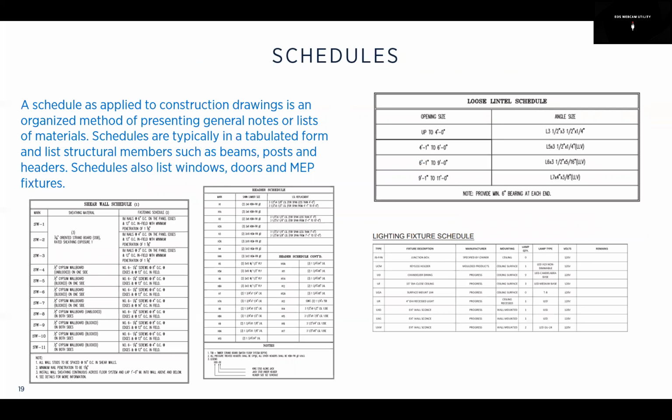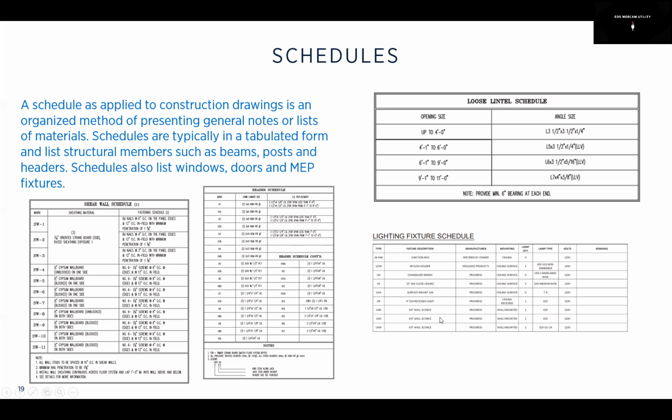Schedules. All right. So a schedule as applied to construction drawings is an organized method of presenting general notes or lists of materials. Schedules are typically in a tabulated form and list structural members such as beams, posts, and headers. Schedules also list windows, doors, MEP fixtures. You can get schedules for all types of things. But it's important to understand, for structural, you have header schedule, you have shear wall schedule, loose lintel, which is for masonry work.